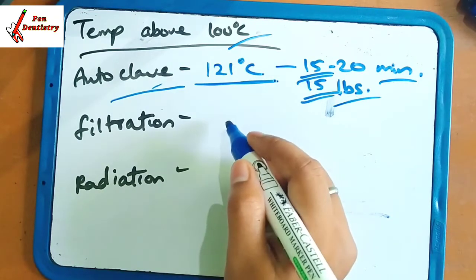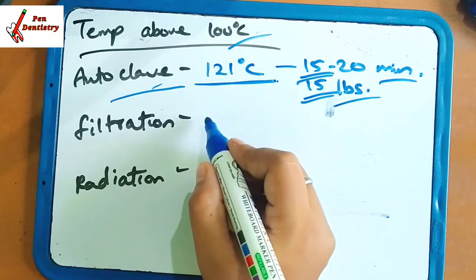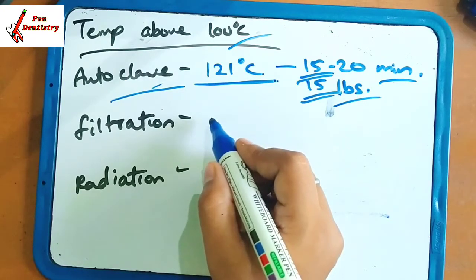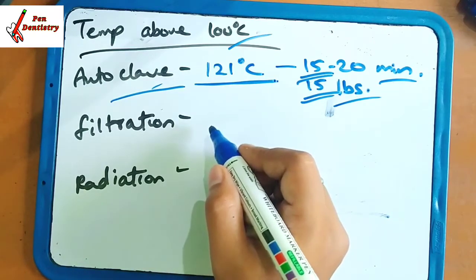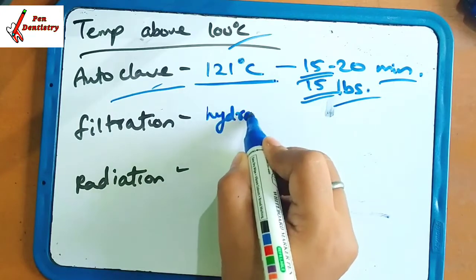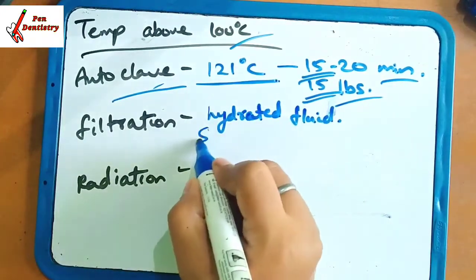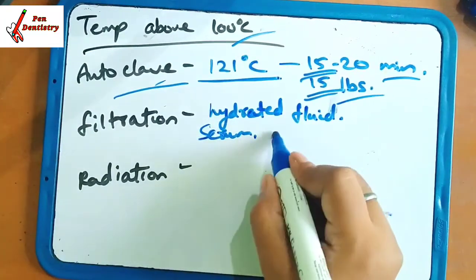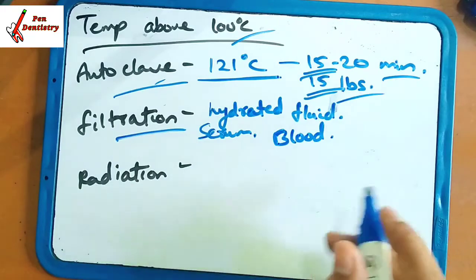What is filtration? This method is sterilization by use of antibiotic solutions, sera or carbohydrate solutions. It is used to sterilize heat-labile fluids. It is used for serum and for blood products. That is filtration.